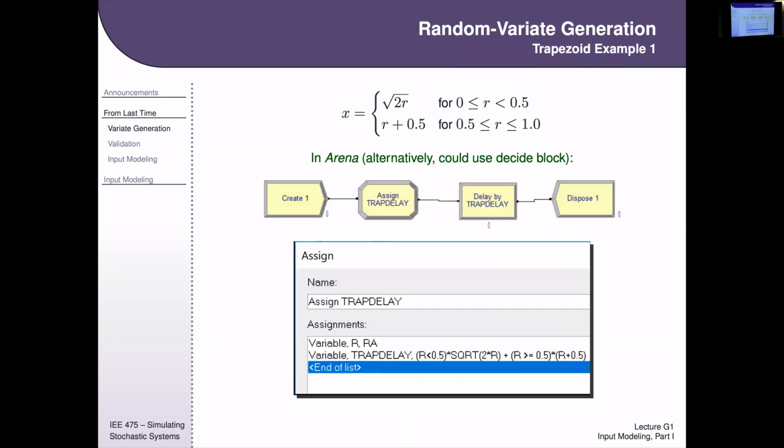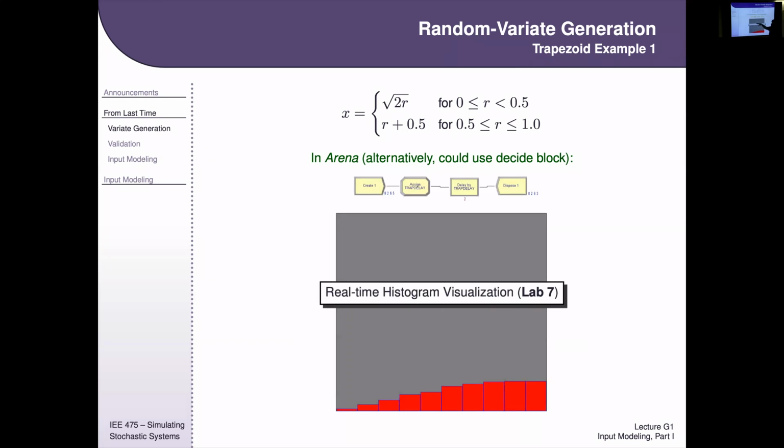And so, I could do the same sort of thing in Arena with a simple block like this one. I create an entity. That entity goes through an assign block called trap delay. In that trap delay, it first assigns RA, Arena's version of rand, a random number to R. And then in this trap delay assignment, I do the same thing I did in Excel and Matlab: if I'm in the top row, use the top row formula, or if I'm in the bottom row, use the bottom row formula. That all gets assigned to a variable called trap delay, which I can then use a little bit later. So I can say delay my entity by this trap delay amount right there. And then I can actually generate a histogram inside Arena.